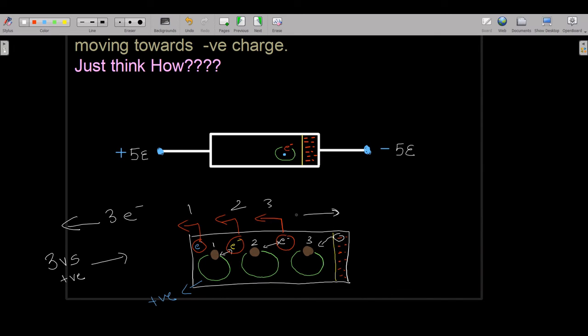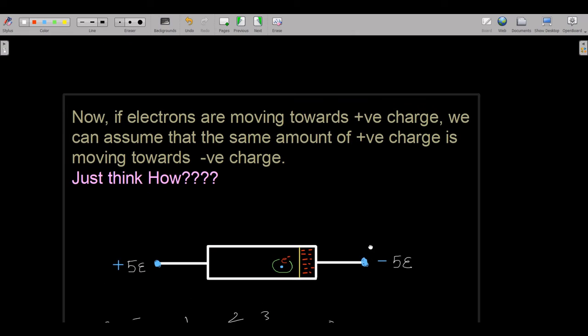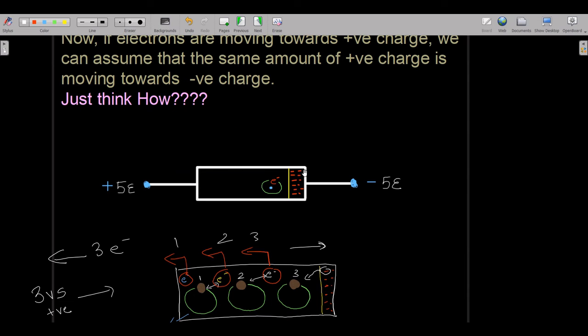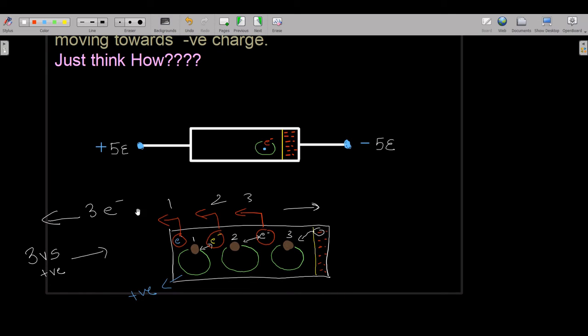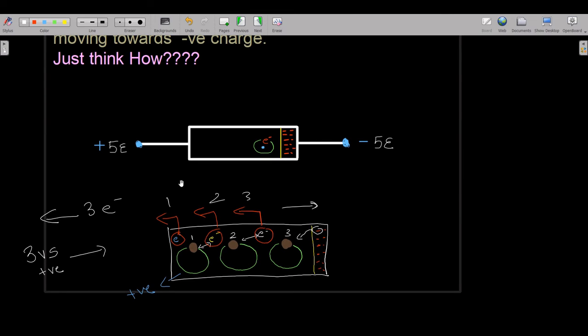Are you understanding what I'm trying to tell you with this sentence? If electrons are moving towards positive charges, that means over here, we can also assume that the same amount of positive charge is moving towards negative charge. That means the same number of vacant spaces or positive charges, because the atom has gained positivity by losing one electron, are moving towards this side. So in the microscope we see electrons moving towards this side, but at the same time positive charge is also moving towards this side.